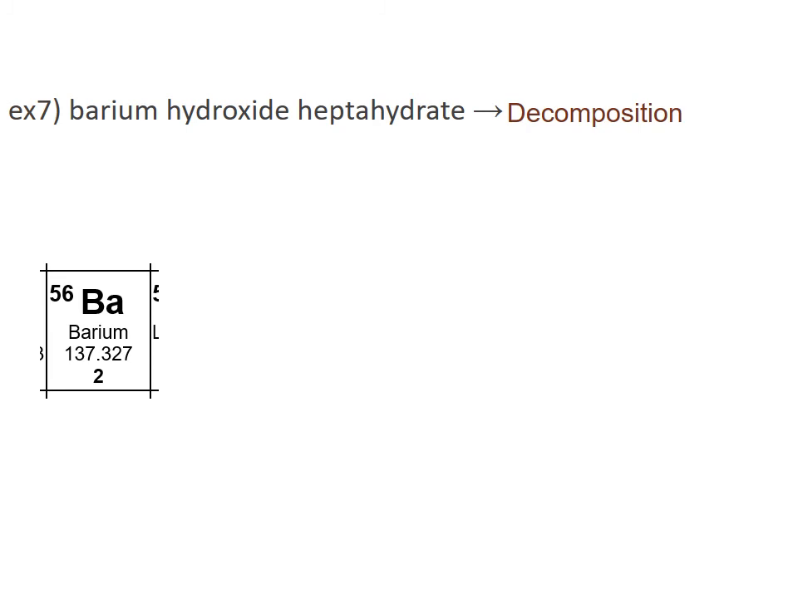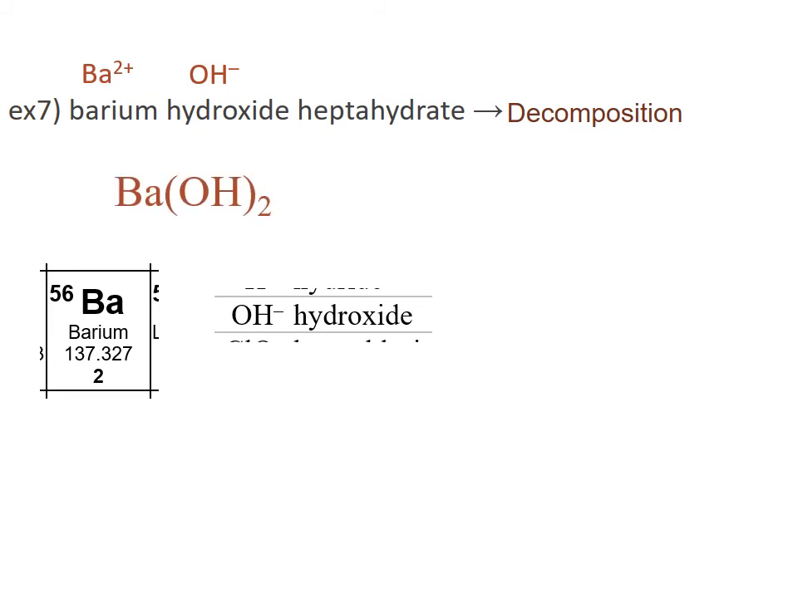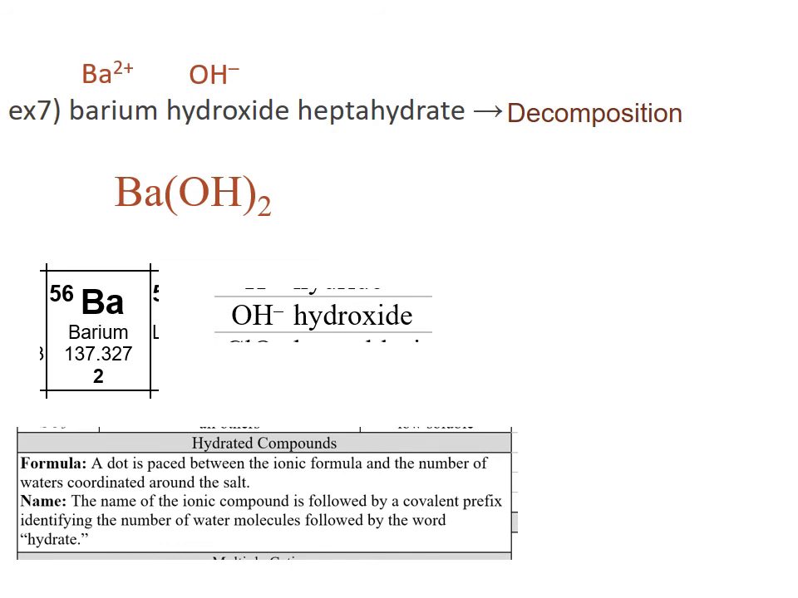We'll look up barium on the periodic table. Barium takes a +2. Hydroxide is on our negative list. It is OH-. When they come together, lowest common charge is 2. So that's Ba bracket OH bracket 2, giving us a +2 -2. And now we have to deal with that heptahydrate. On our formula sheet, we have this little box that says the name of the ionic compound is followed by a covalent prefix identifying the number of water molecules followed by the word hydrate. So we have hepta and hydrate.